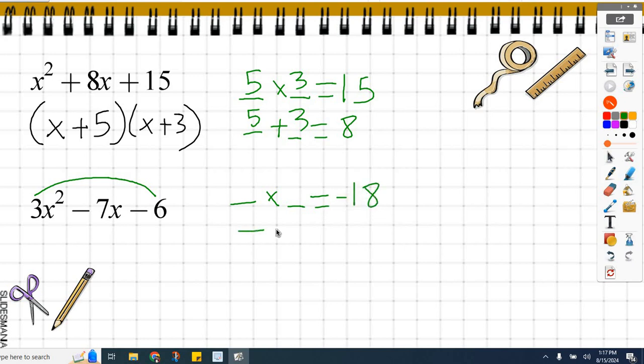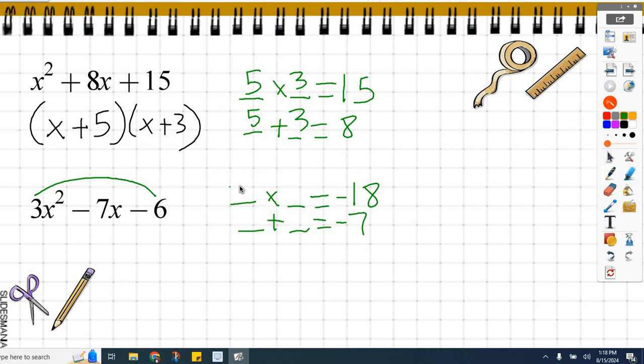-18. And then it still has to add together to give us -7. Now, notice technically we did the AC method on the first one. It's just what is 1 times 15? Just 15 still, so we don't have to change anything. But it does change when that front number is something other than 1. So what are our 2 numbers?